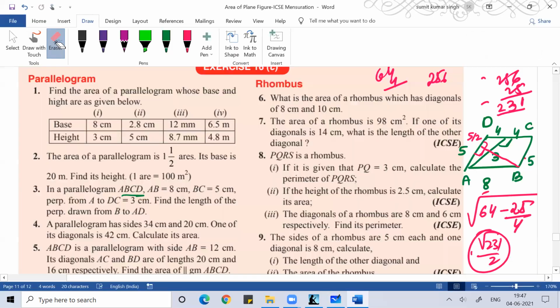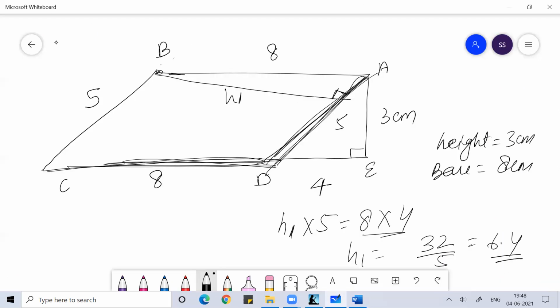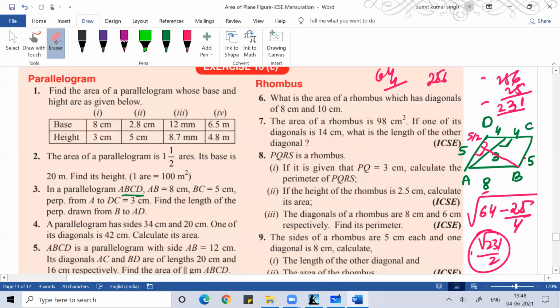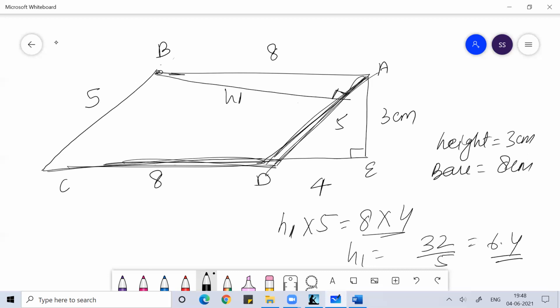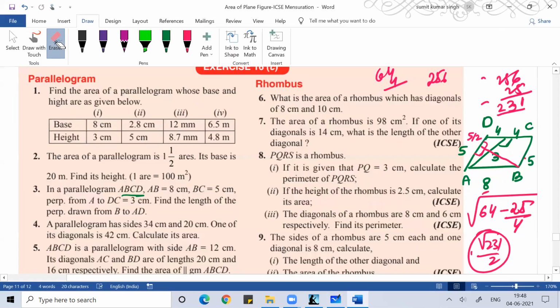So the perpendicular drawn in ABCD from A to CD is 3 centimeters. BC is 5. So CD would be 8. That is 3, this is 3, not 8. This is 24 by 5, 4.8. Simple. This was a very simple question. We had to use the base into height formula. You understood this? I was thinking Pythagoras and all. Anyway, do this fourth one.